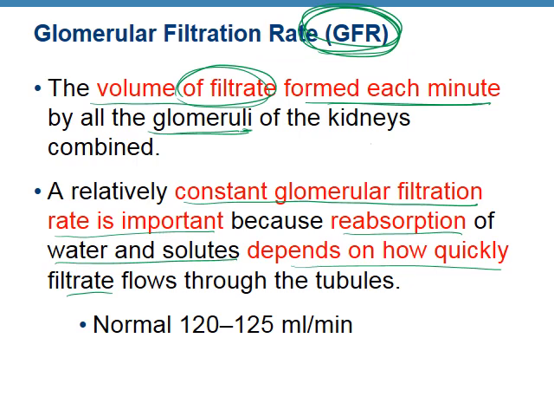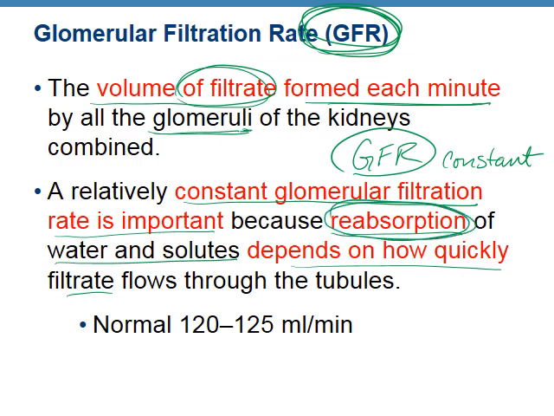So glomerular filtration rate should be constant if you want to have optimal reabsorption of nutrients. And the normal is about 120 to 125. And something that I'll mention is if you've ever had a complete blood work done, if they've looked at glomerular filtration rate as well, you'll see that there is an African American glomerular filtration rate, which is higher than Caucasian glomerular filtration rate.